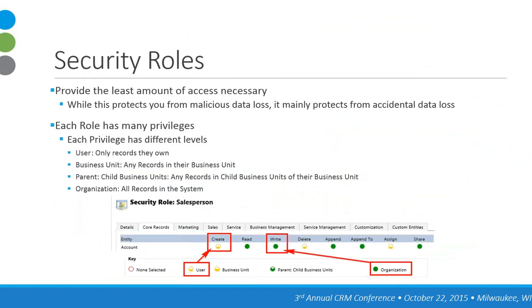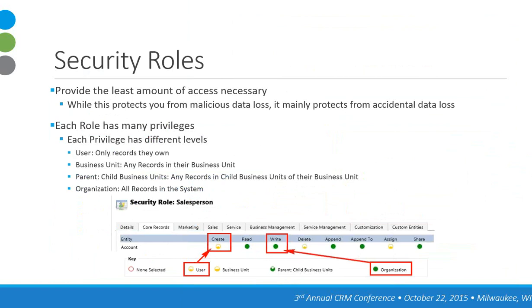Now, each role in the system has many privileges, and each one of those privileges has different levels. So we'll briefly go over a couple of quick examples to get you familiarized with that, in case you were not already. In this example, we're looking at the account privilege, which has the ability to create, read, write, delete, append, append to, assign, and share accounts. In this example, we'll look at the create and write.